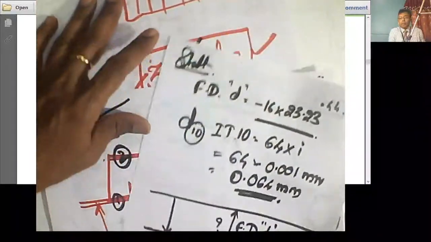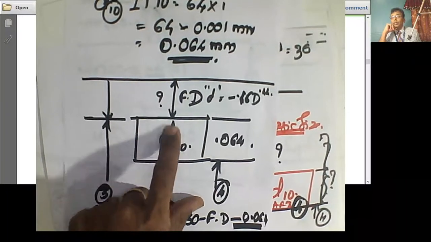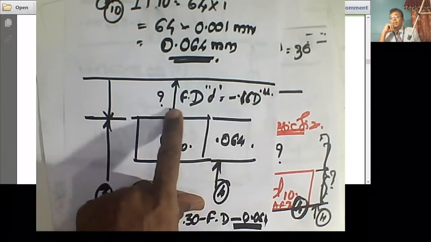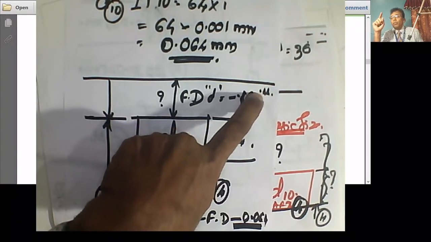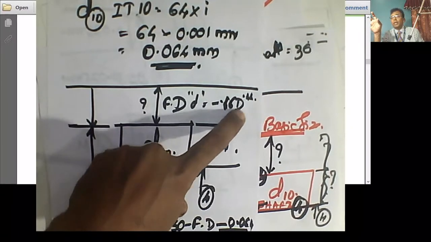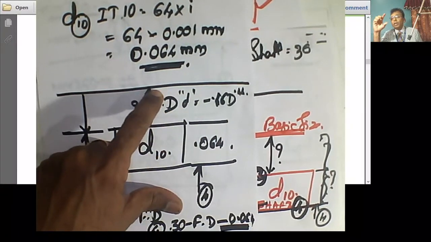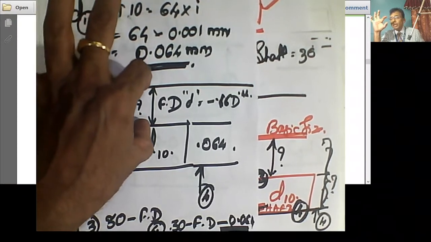Yes, have a look, shaft part, draw the sketch. Shaft is below basic line size, so FD is minus 16 d to the power 0.44. It is already given in the numerical. All you need to do is substitute the d value, and once you get this, you get the fundamental deviation, which is in microns.